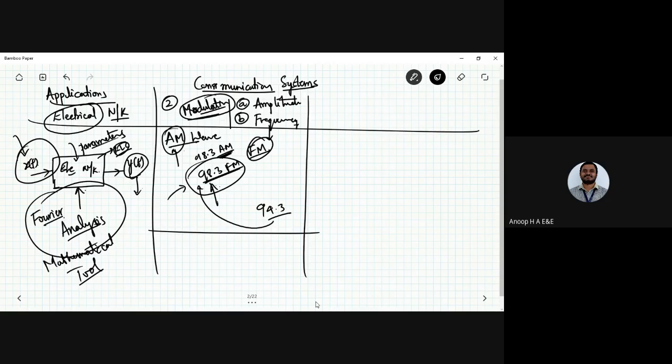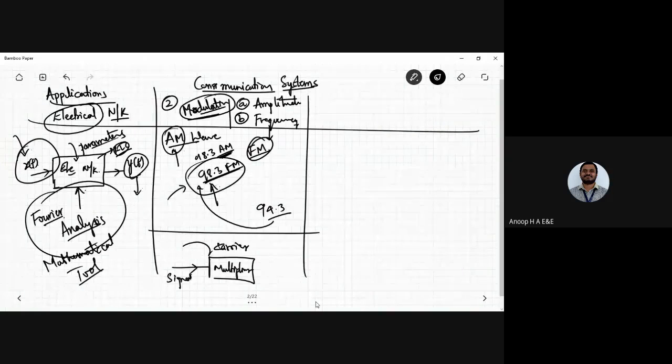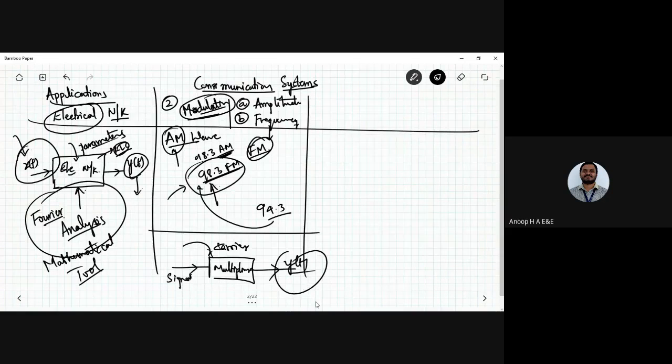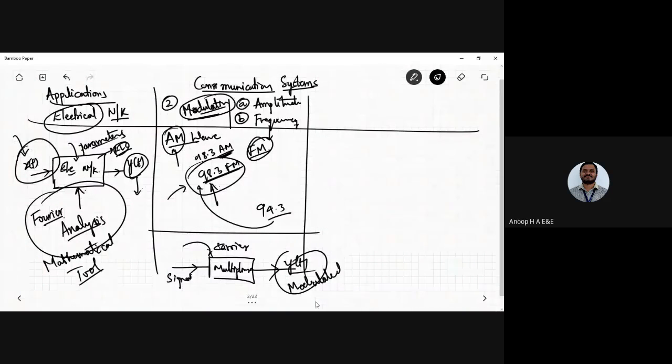Now certainly you will have a multiplier system. I'll be drawing only a simple system here. I'll have the signal, and I'll have a carrier wave, and I'll have the output, that is y of t. This output is generally called the modulated output.